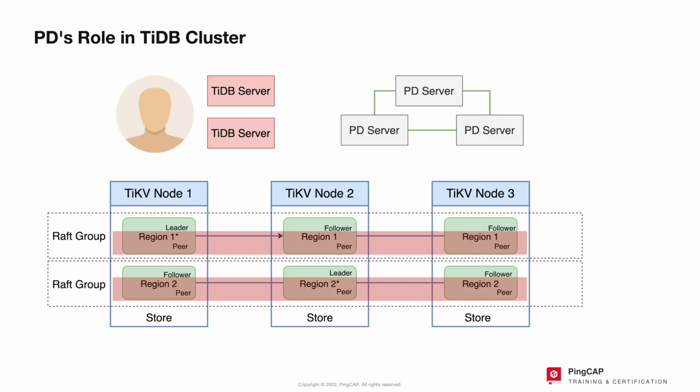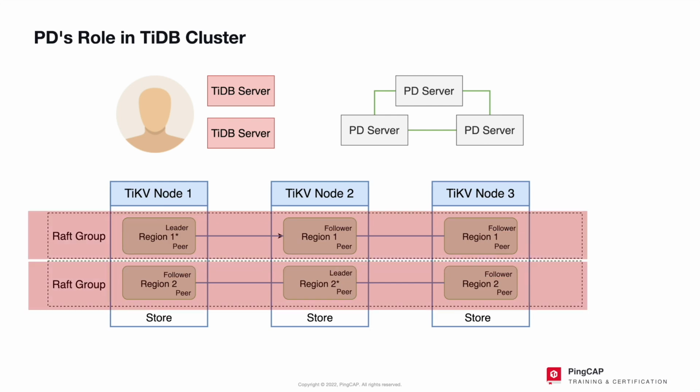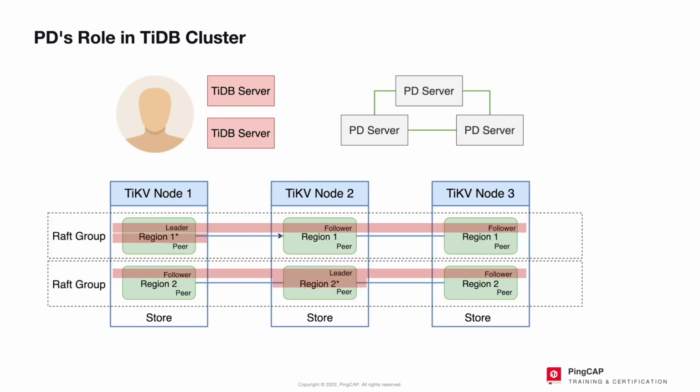TiKV uses multi-raft mode to manage data. That is, each region corresponds to a raft instance that runs independently. We also call such a raft instance a raft group. Next up, leader, follower, and learner. These are raft terms, so we've covered leader and follower. They correspond to each of the 3 roles available to a peer. The leader is responsible for responding to the client's read and write requests. The follower passively synchronizes data from the leader and elects a new leader when the leader fails.